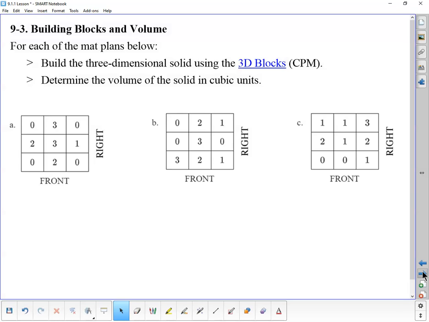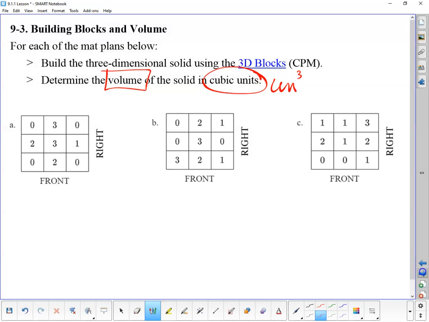So now what you're going to be tasked with is to take these mats, build it, and then determine the volume for each in cubic units, which you would write as units to the power of 3. So go ahead and give that a shot. You can pause the video here, but obviously you can just fast forward and you're going to end up seeing what the answers are. But do give it a shot to build it, because I'm not going to do that for you. But you can calculate the volume based upon the number of cubes that you see.